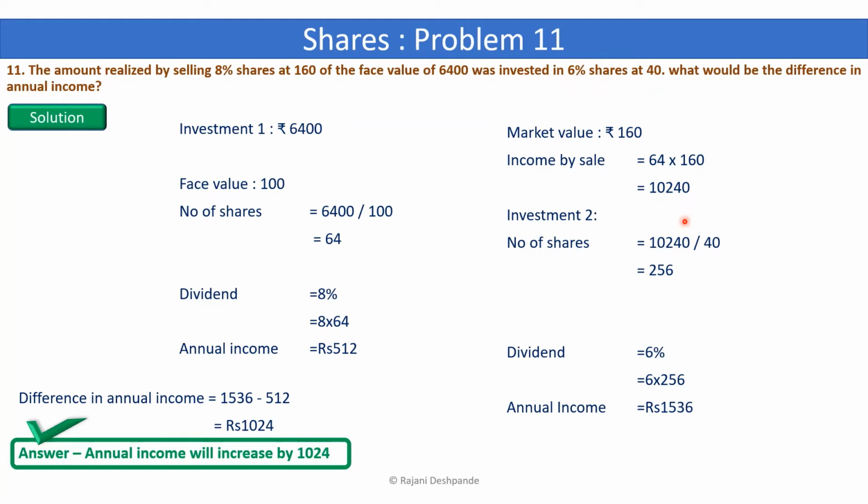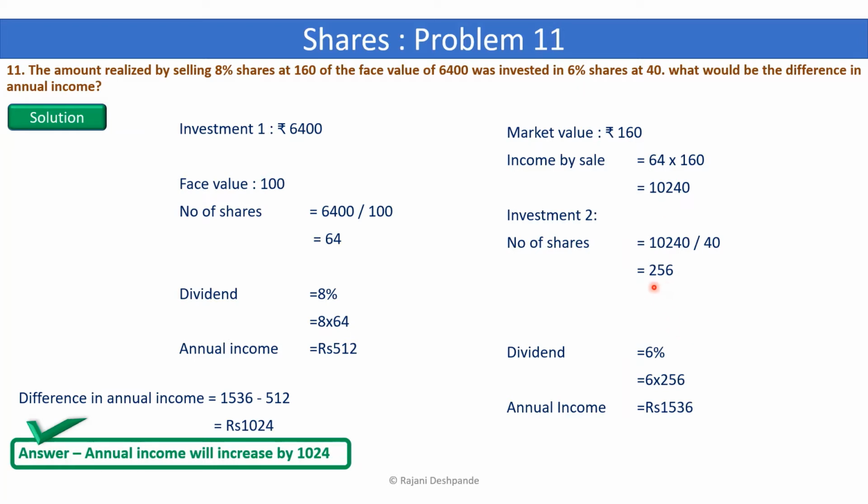Now again this 10,240 rupees we invest in another shares of 6% shares at 40. So we invest this amount in the shares whose market price is 40 and the dividend paid is 6%. So we buy the number of shares here, 10,240 divided by 40 because market price is 40. So we get 256 shares because its market price is 40 rupees. And the dividend paid here is 6%.